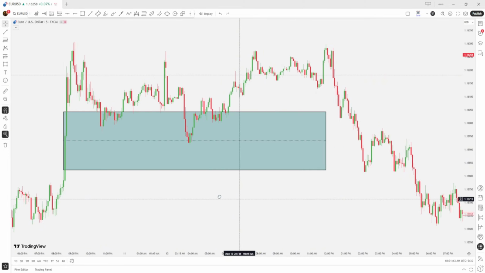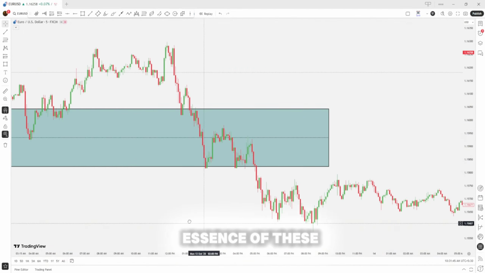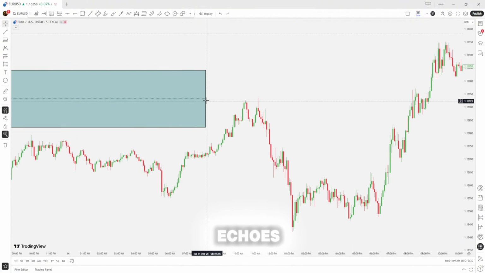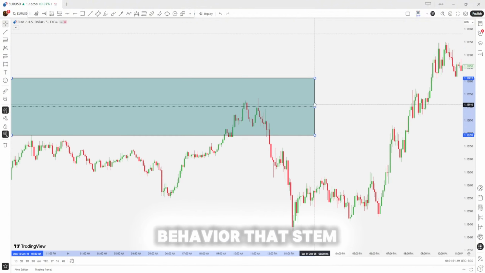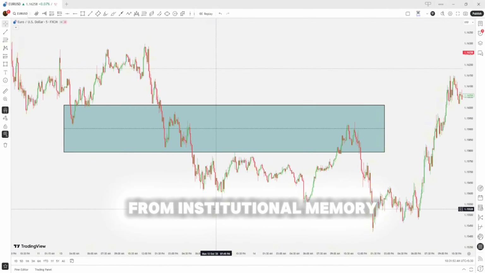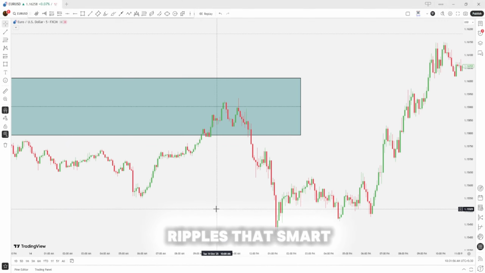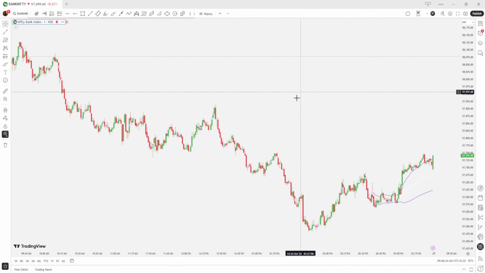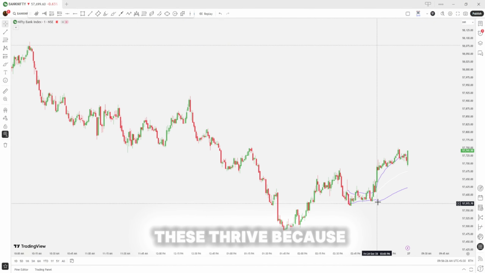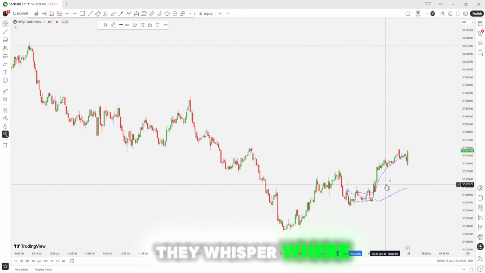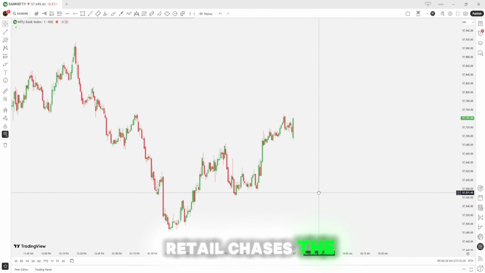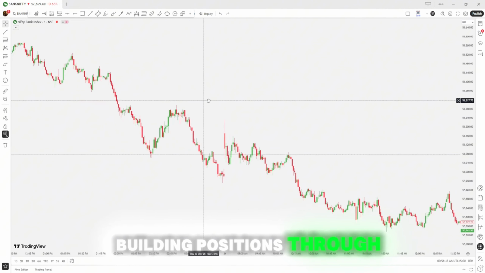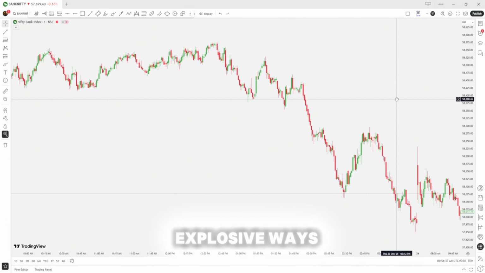Let's roll. To set the stage, consider the essence of these echo-based concepts. Nifty and Bank Nifty pulse with echoes, repetitions of price behavior that stem from institutional memory. A move doesn't vanish, it leaves ripples that smart money exploits, creating self-fulfilling prophecies. Underrated setups like these thrive because they're not flashy. They whisper where others shout. Retail chases the obvious, but institutions echo their plays quietly, building positions through mirrored actions that resolve in explosive ways.